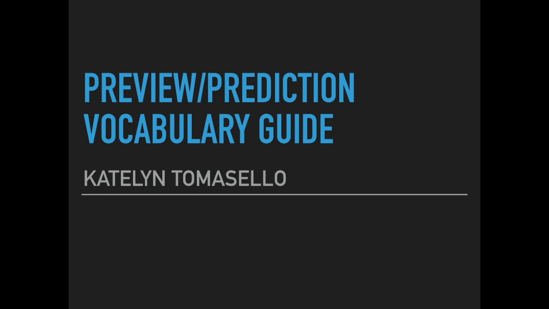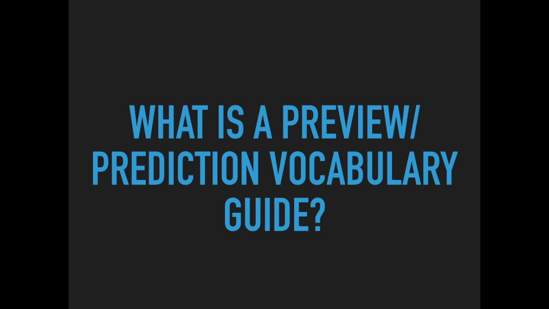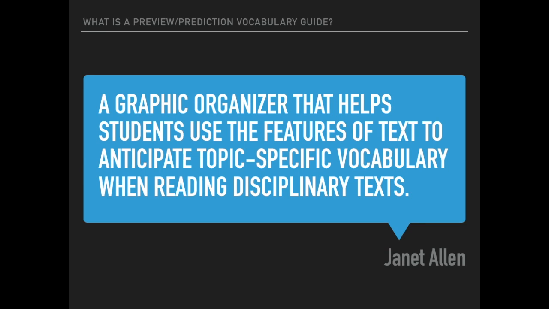A preview prediction vocabulary guide is an effective instructional strategy that can be used in history classes to aid understanding of content vocabulary. What is a preview prediction vocabulary guide? A preview prediction vocabulary guide is a graphic organizer that helps students use the features of text to anticipate topic-specific vocabulary when reading disciplinary texts.